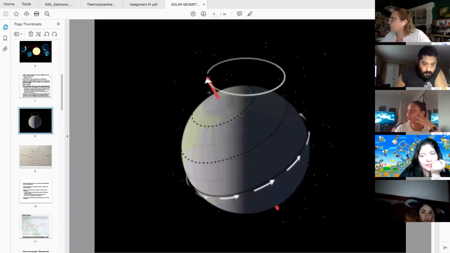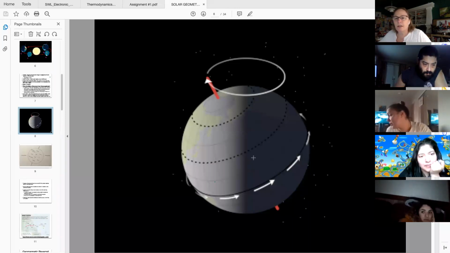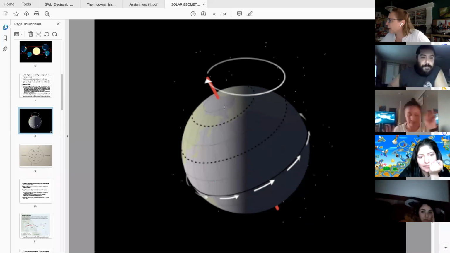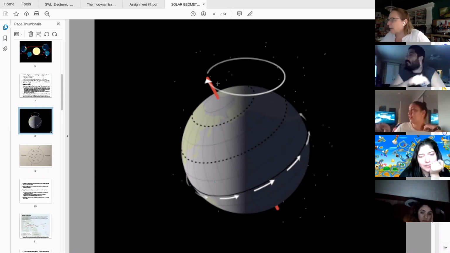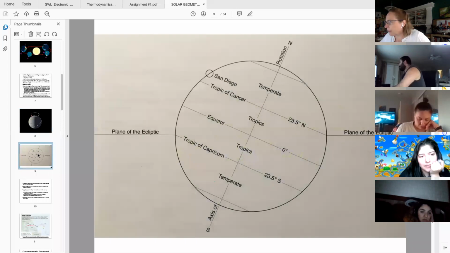Okay, so you guys are seeing the Earth on the screen, right? We have the axis of rotation of the Earth, 23.5 degrees, and it rotates, it wobbles.